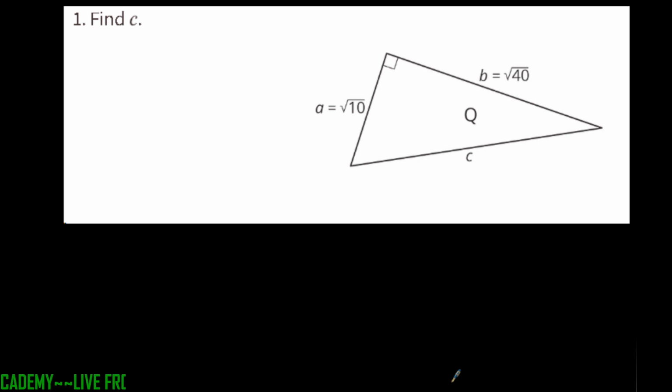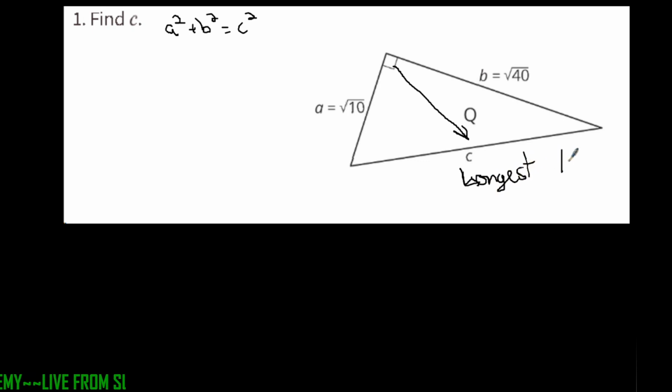For the third part, it says find the length of C. So I use that Pythagorean theorem. So I'm going to say I have a squared plus b squared equals c squared. And I can say, well, this is that side length of C, which is already labeled. So this is going to be the longest side.